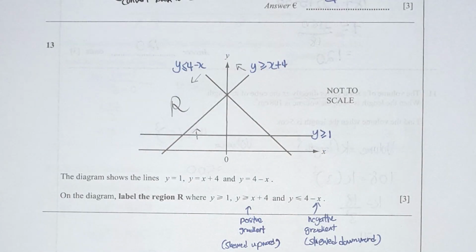So label the region here. Okay, the horizontal line here is y more than or equal to 1. The other one with a positive gradient, okay, it is upward sloping. So y more than or equal to x plus 4. The other one with a negative gradient, negative 1 here, will be y less than or equal to 4 minus x. So the region will be the top left hand corner.